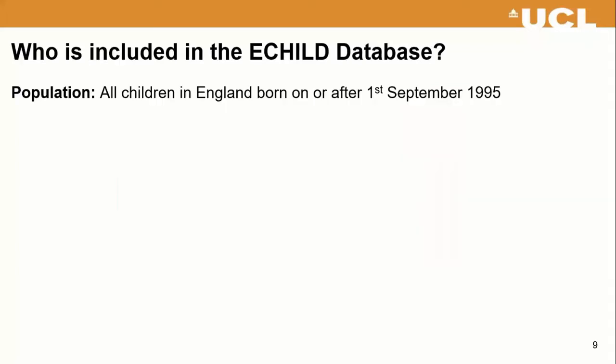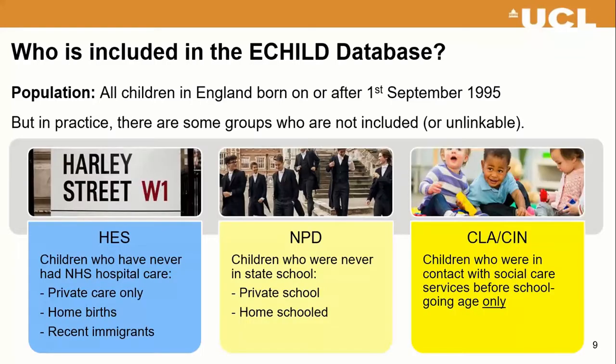So let's talk a little bit about the population that is covered. The ECHILD database includes all children in England born on or after 1st of September 1995. But in practice, there are some groups who are not included. In HES, for example, children who have never had NHS hospital care are excluded. This includes patients in private care only, home births, or recent immigrants.